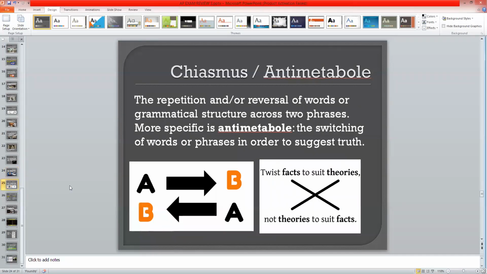This one's easy but tricky. It's chiasmus / antimetabole. So it's the repetition and or reversal of words or grammatical structure across two phrases.